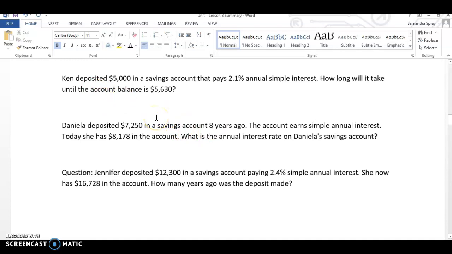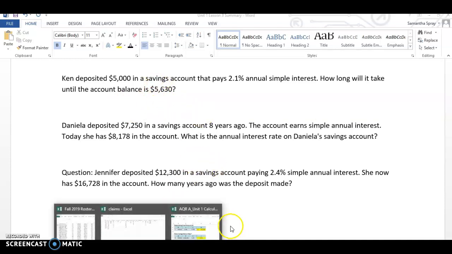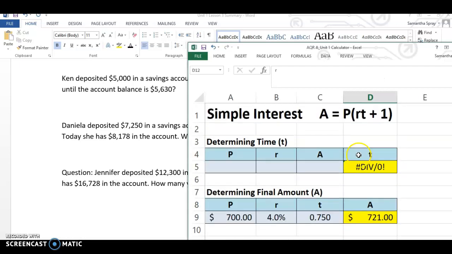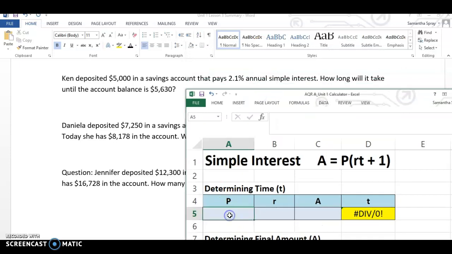Looking at our next one, Ken deposited $5,000 in a savings account that pays 2.1% annual simple interest. How long will it take until the account balance is $5,630? I'm going to go to my calculator, and I want to determine time. We want to know how long it's going to take. So I put in my initial amount, which is $5,000. My rate is 2.1, and we want it to equal $5,630. This tells me it's going to take 6 years. T is 6, so 6 years to earn $5,630.